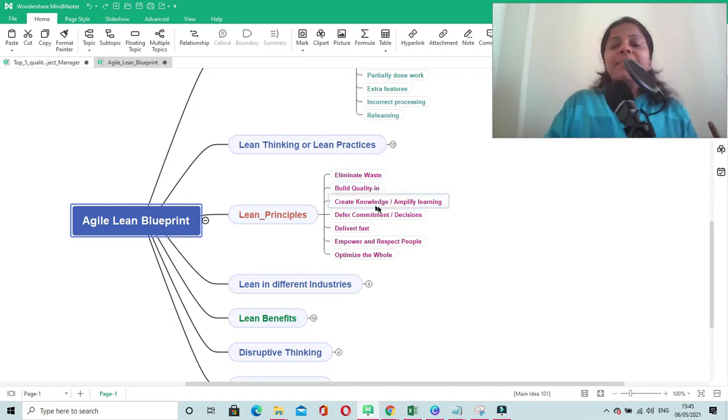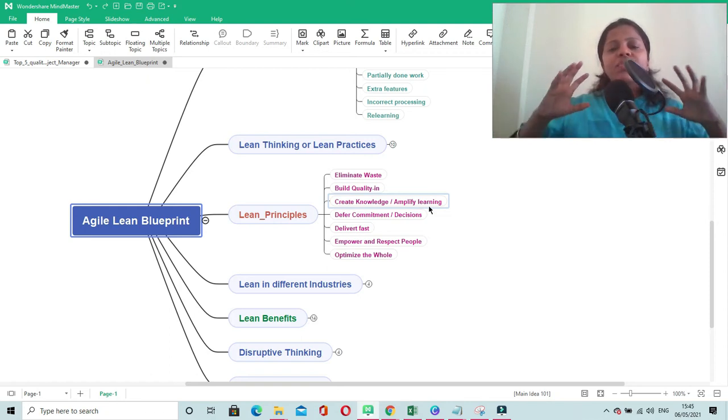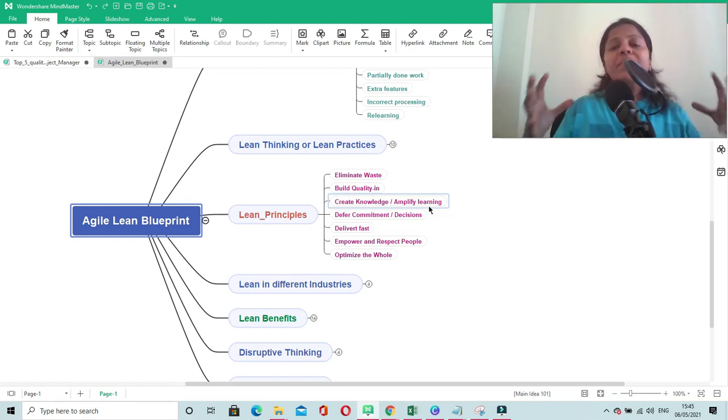The third principle says create knowledge, amplify learning. In our earlier session we discussed that if you are learning from some mistakes or some problems, what you need to do is maintain a common database in your organization, in your team, so that you will not reinvent the wheel, and you will educate your team, and you will create an environment for your team to continuously learn and grow and perform, so that there is no waste in the form of relearning.